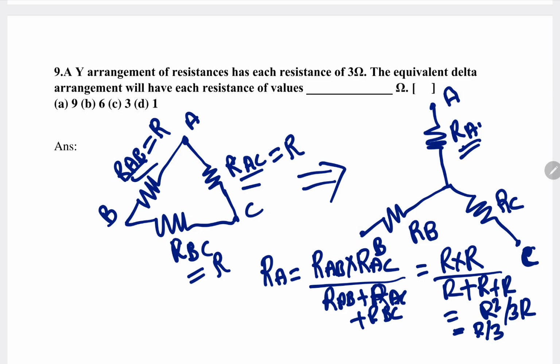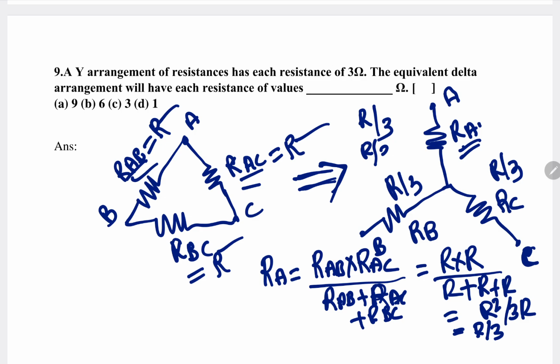Similarly, if you calculate RB also, you will get R by 3. If you calculate RC also, you will get R by 3. So what is the meaning of this? Whenever equal resistors are connected in delta form, when it is transformed into star network, it becomes R by 3, R by 3, R by 3. So this is only when the equal resistors are connected.